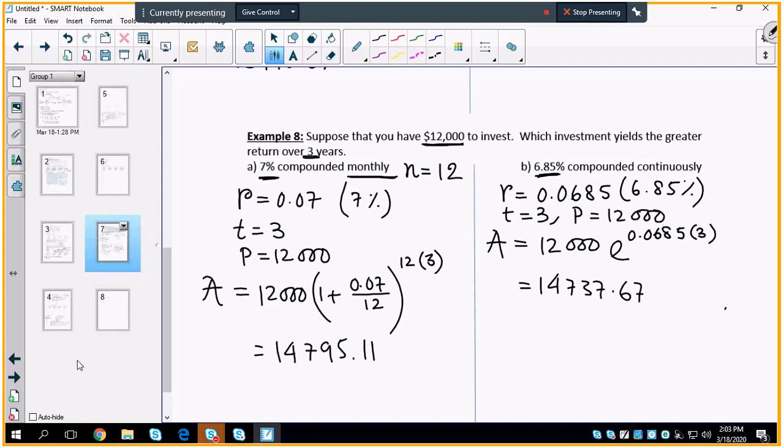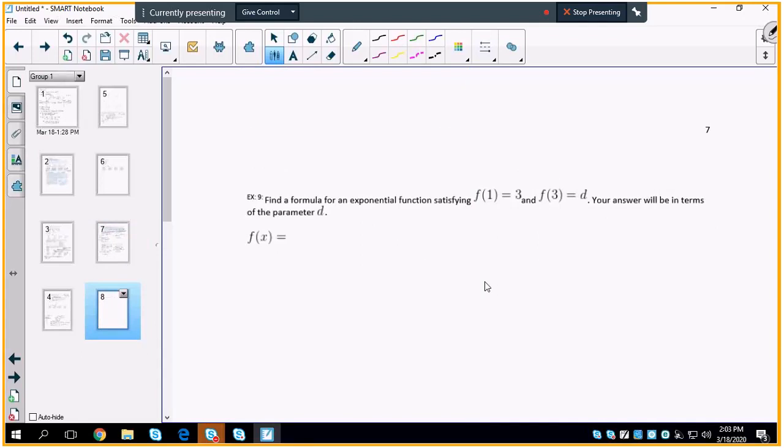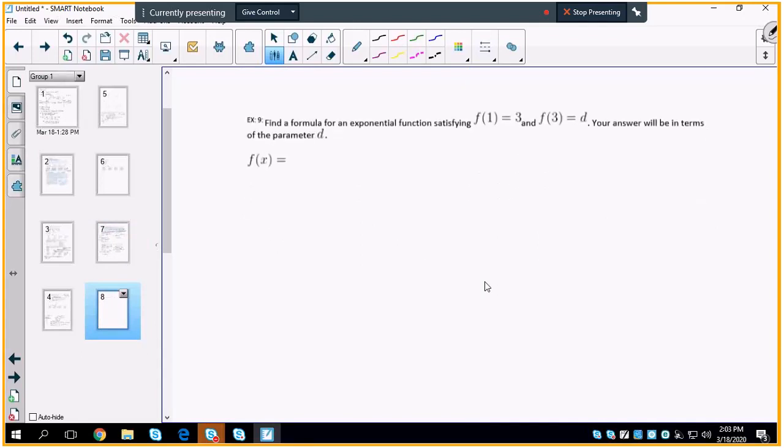The last problem is a little intricate. This problem has given you the functional values for an exponential function, and we want to find the parameter d. Answer in terms of parameter d. So find a formula of an exponential function satisfying f of 1 equal to 3 and f of 3 equal to d. Because I do not know the exponential function, I will let f(x) equal a times b to the power x and see how I solve this.